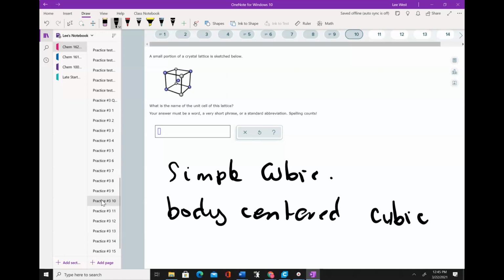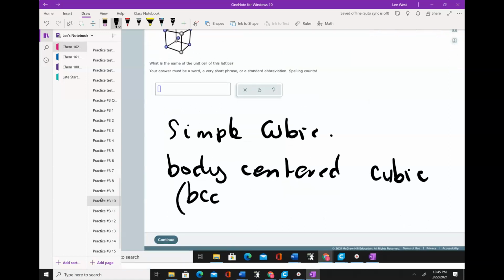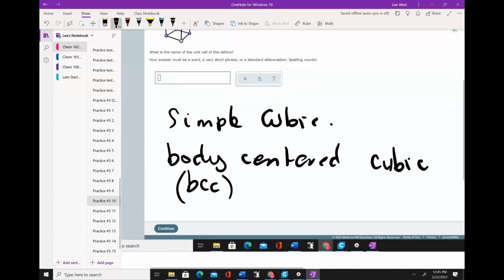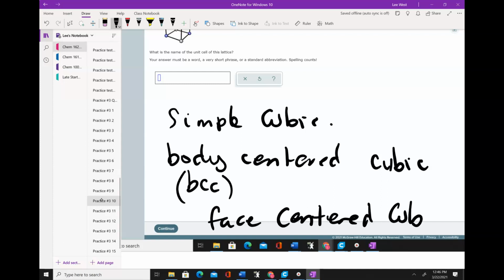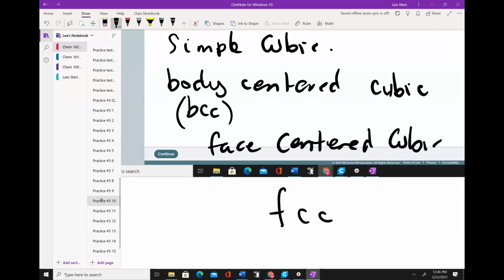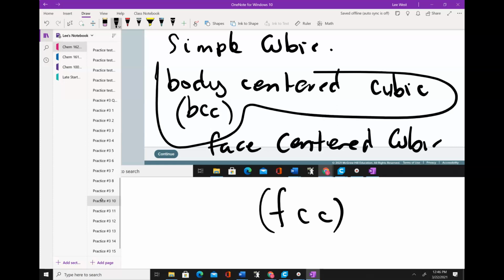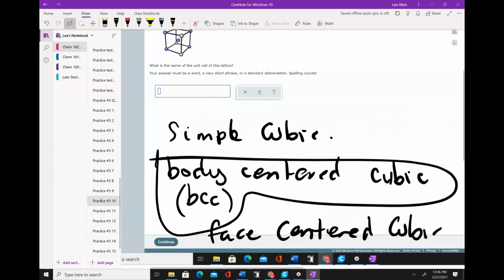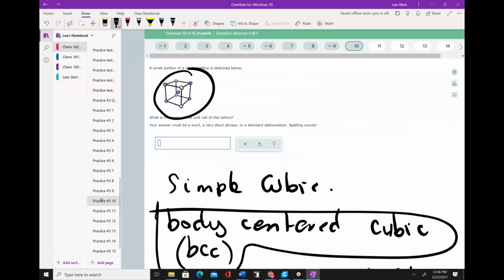Body-centered cubic has the abbreviation BCC, all lowercase if you want. And we know the only other one to check would be face-centered cubic, and it is not face-centered cubic, because face-centered cubic has an atom in the center of each face. So it's got to be body-centered cubic. Body-centered cubic has an atom at all of the corners, and also one in the very middle.